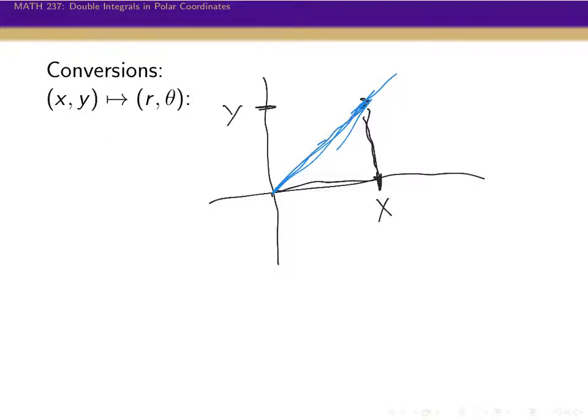Okay. And so r is looking at this hypotenuse here. X is talking about the base. Y is talking about the height. And so from the Pythagorean theorem, we get that r squared is equal to x squared plus y squared. And so solving for r, we're going to get square root x squared plus y squared.